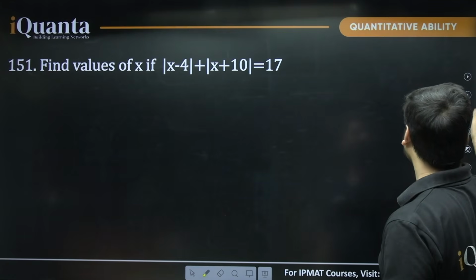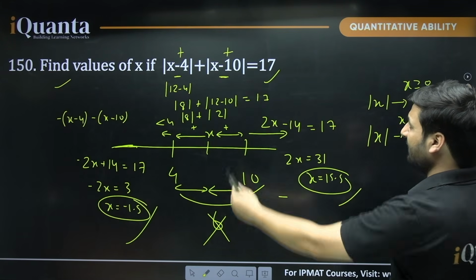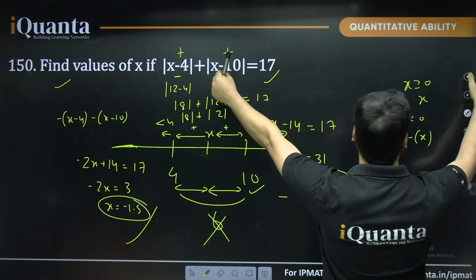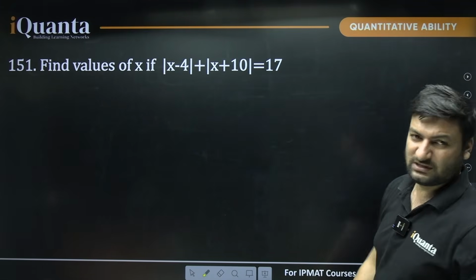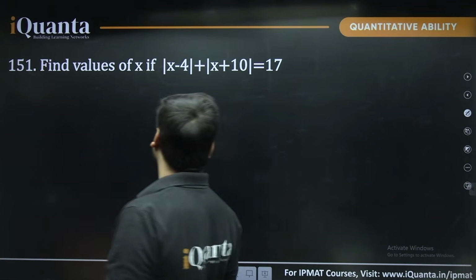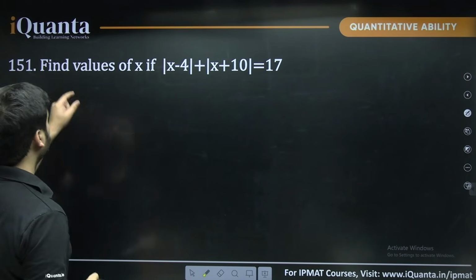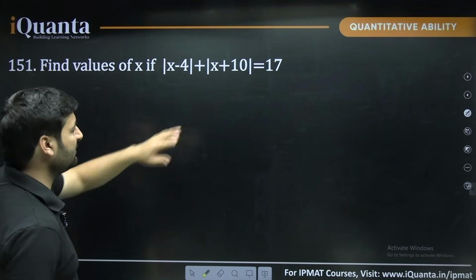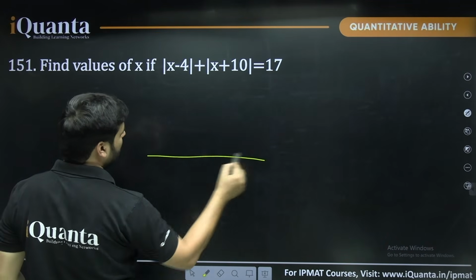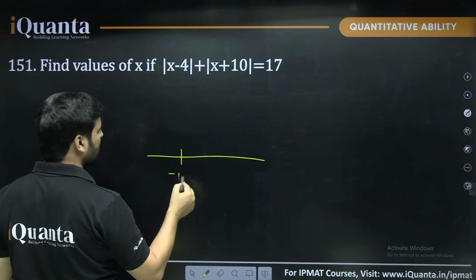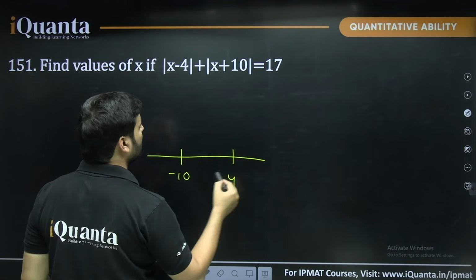I hope you can do this as well. I think it's nothing but just a replica of this. Okay. There is a slight change of plus minus 10 over here. In fact, let us do it. You are looking for the values of x if the distance between these 2 points is 17. So, what are the critical points here? One critical point is minus 10, another critical point is 4.